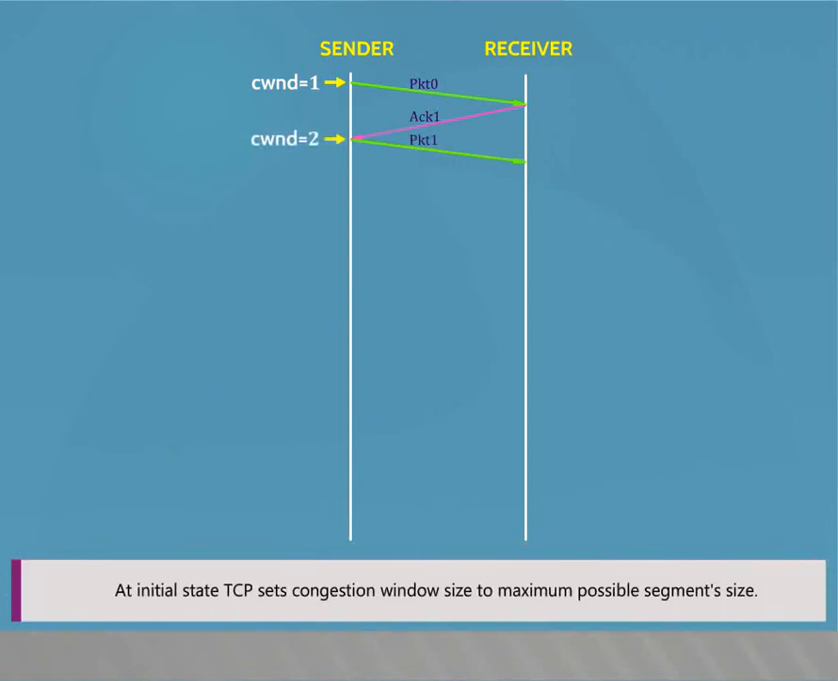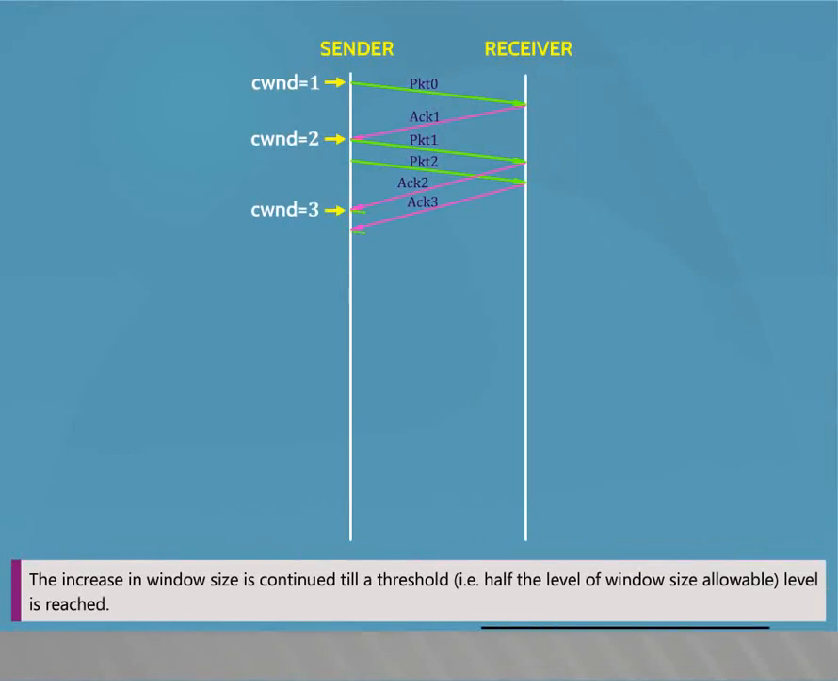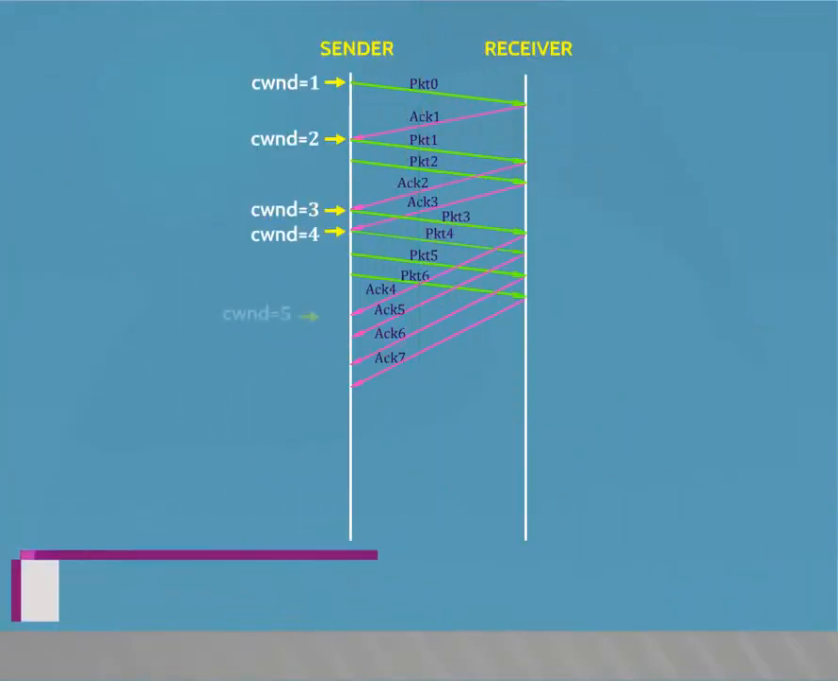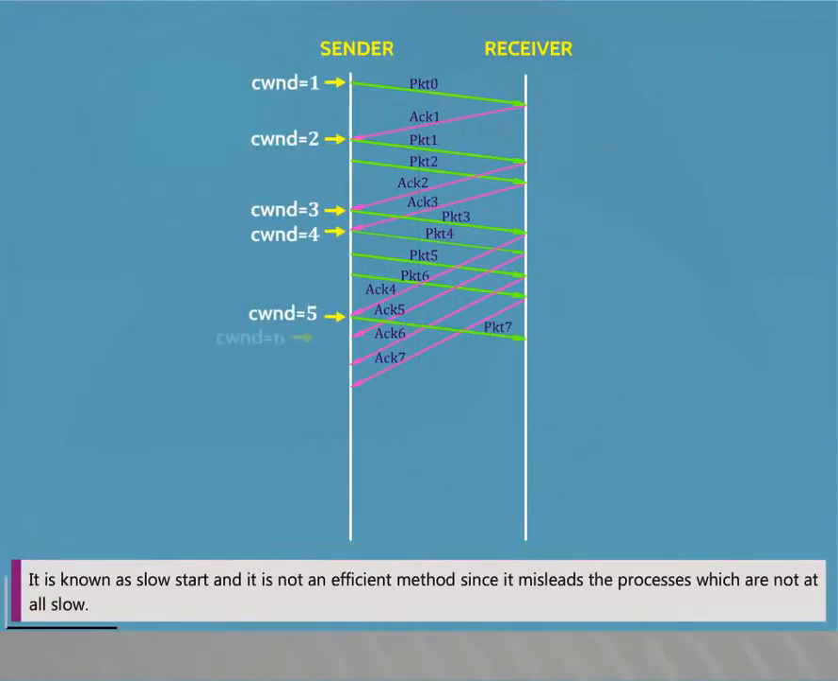At the initial state, TCP sets the congestion window size to the maximum possible segment size. The increase in window size is continued till the threshold, that is, half the level of the allowable window size, is reached. It is known as slow start, and it is not an efficient method since it misleads the processes which are not at all slow.